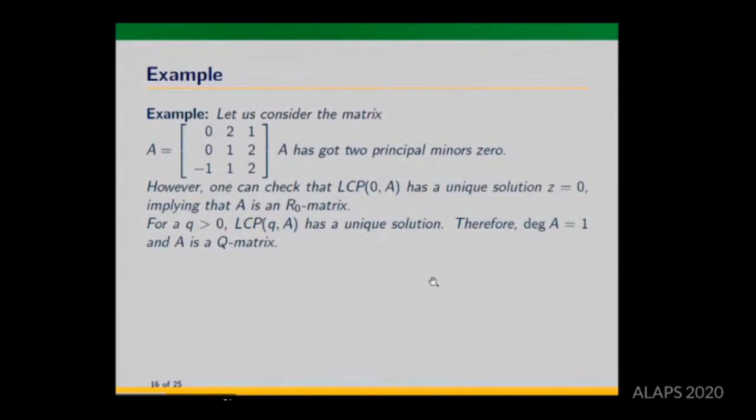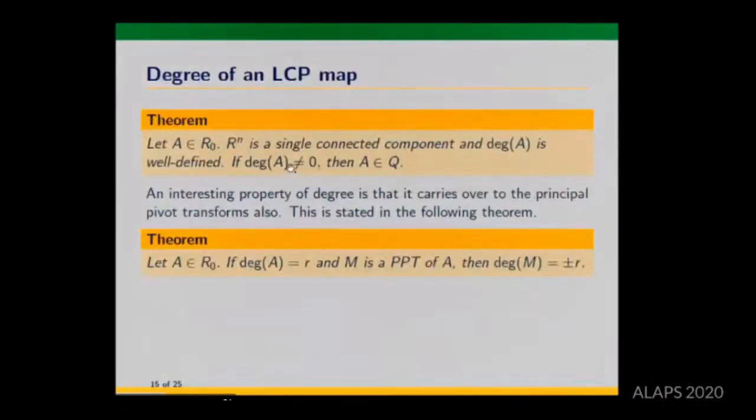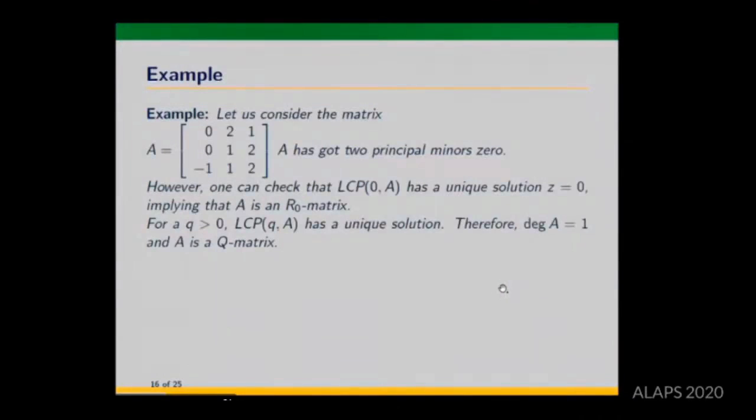Okay. So this is a nice characterization that in the previous page I mentioned that if A belongs to R0 and R^n is a single connected component, then I can say that degree A is not equal to 0 and A belongs to Q. Otherwise it is very difficult to figure out whether a matrix is a Q matrix or not. There's no satisfactory way to check whether a matrix is a Q matrix or not.